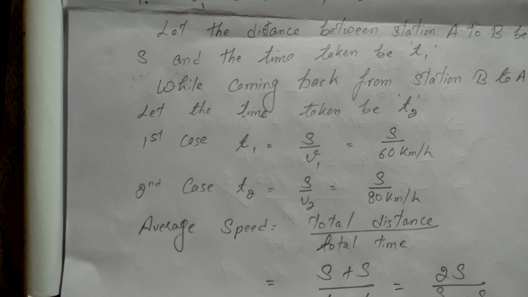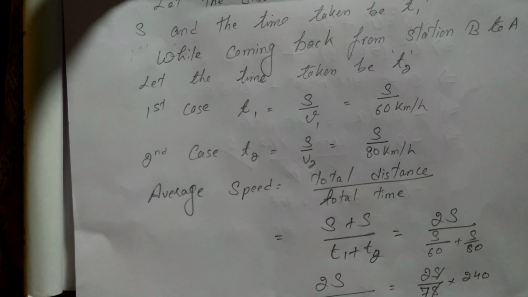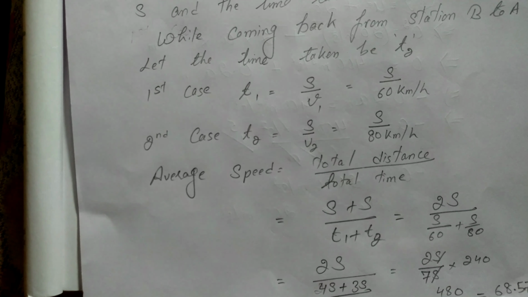Using the formula for time, which is distance upon speed, I am getting S upon 60 km per hour. For the second case, the time T2, using the same formula, S upon V2, it will be S upon 80 km per hour. The average speed will be total distance by total time. Total distance is S plus S, total time will be T1 plus T2. Replacing the values, S plus S gives me 2S upon S upon 60 plus S upon 80.